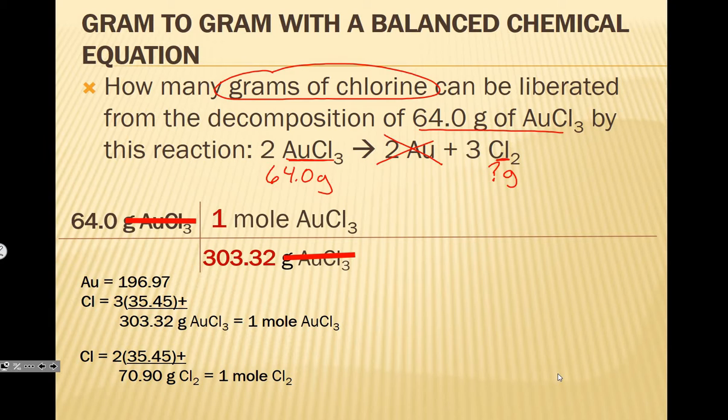Once I get into moles, then I can go to the equation, and that's where I can change what I have. So I have gold chloride, and I'm going to chlorine gas. So on the bottom, I'm going to put moles of gold chloride because I want to get rid of it. And on the top, I put moles of chlorine because that's what I want to go to. Okay? Moles of gold chloride go out.